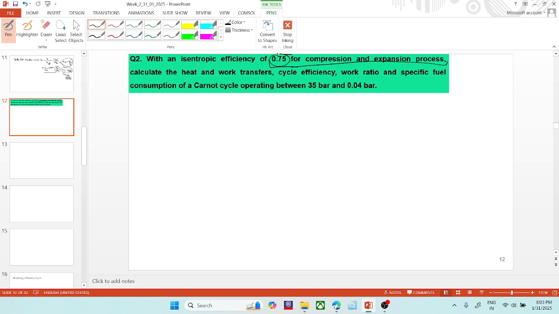This 0.75 is telling that our turbine and pump are not isentropic now. Pump or compressor. Basically for gaseous phase we use compressor, and for the liquid phase we use the pump. So let me draw the TS diagram for this. It would be the same problem, only we have to incorporate the turbine and compressor efficiencies. Okay.